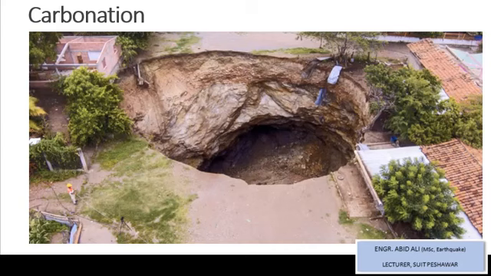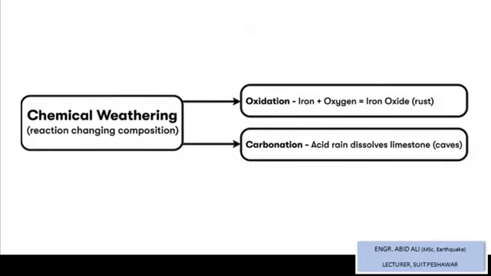Another thing that happens with carbonation is that sometimes the ground will actually give way because all the rock beneath it has been eaten away, and that's when we get something like this, which is called a sinkhole, which is when the rock is gone beneath and the ground collapses above. And so those are the two types of chemical weathering, and again we will summarize them. The first type was oxidation: iron and oxygen gives you iron oxide or rust. And carbonation is when we have acidic rain and acidic water dissolving limestone.